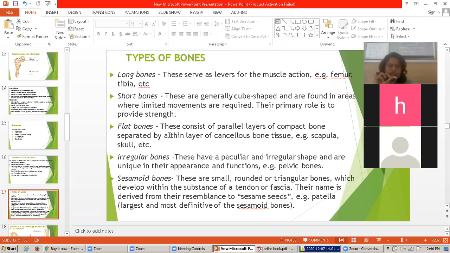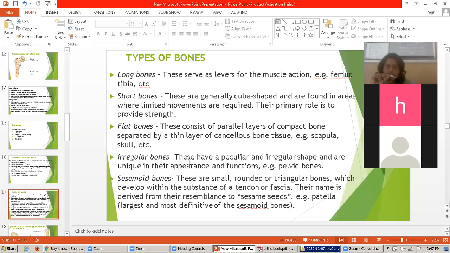Then the flat bones. Flat bone consists of parallel layers of compact bone which are separated by a thin layer of cancellous bone tissue, for example the scapula and the skull. So the scapula and the skull are examples of flat bone, which consists of parallel layers of compact bone separated by a thin layer of cancellous bone tissue.